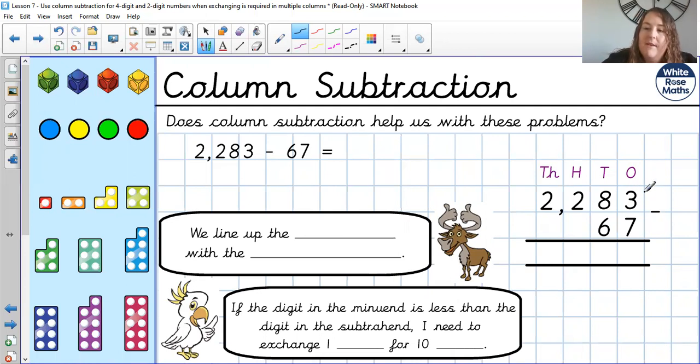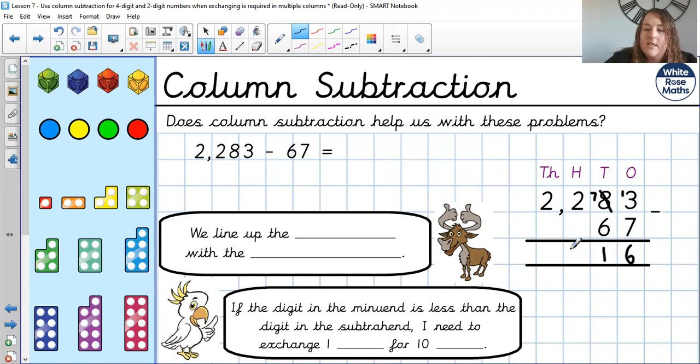Okay, so 3 take away 7 first of all, can't do that. So I'm going to need to exchange: cross out my 8, leave a 7, and pop my 1 next to my 3. So I've got 13 ones. And then I need to do 13 take away 7. So 7, 8, 9, 10, 11, 12, 13, 6. 7 take away 6 is 1.